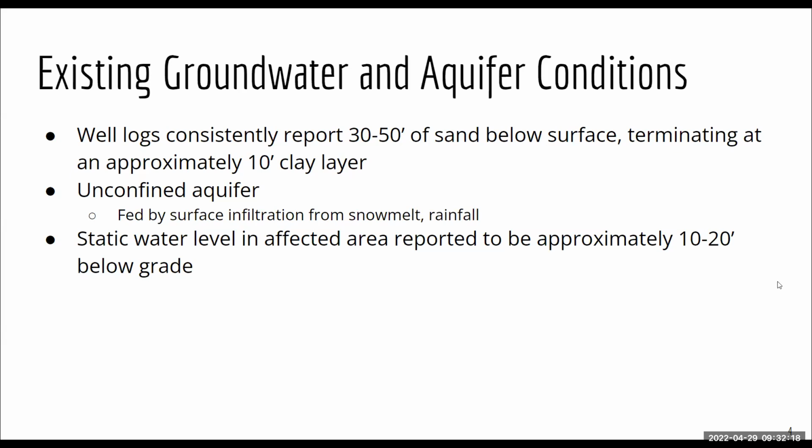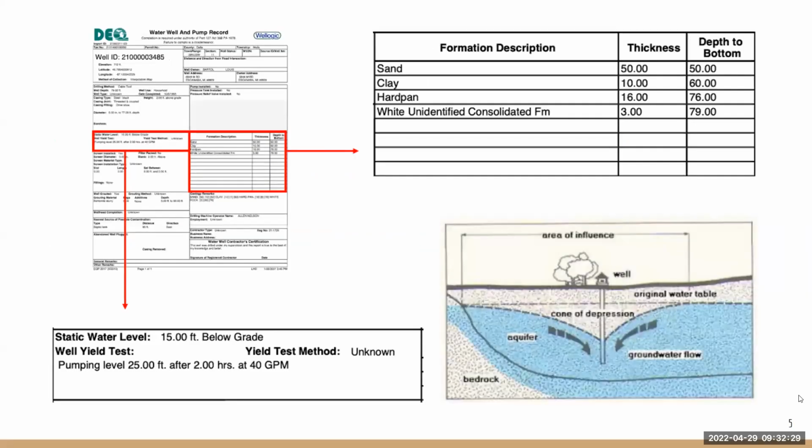Right now, the well logs are reporting a static water level below the substrate about 10 to 20 feet below grade. If we look at one of these well logs, you can see an example of one that we looked at up there in the right corner. It's an example of the description of the substrate below the surface, sand, and then terminating at clay and hard pan. And this pumping test found that the static water level was 15 feet below grade.